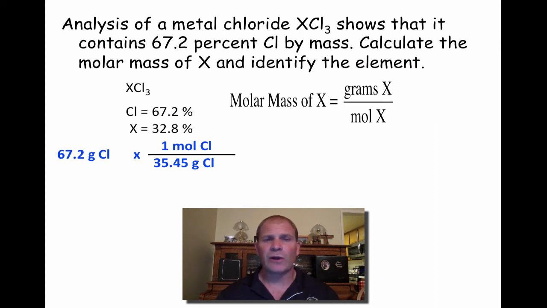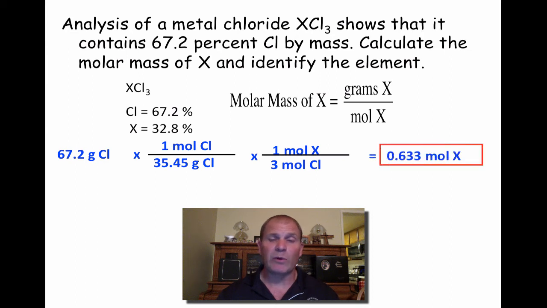Now I'm in moles of chloride, but I don't want moles of chloride, I want moles of my X. So I know in my formula there are 3 moles of chloride for every 1 mole of X. Multiply across, divide, and I get my answer. Since you have 1's across the top, you'll be strictly dividing. You have 67.2 divided by 35.45 divided by 3 equals, and you end up with 0.633 moles of X. Now I'm ready to go. I have moles, and I have my mass.